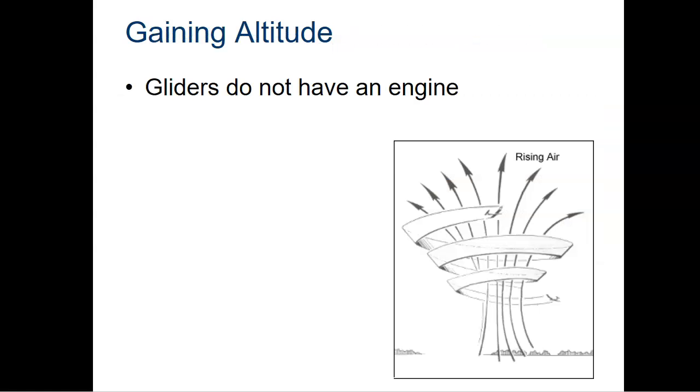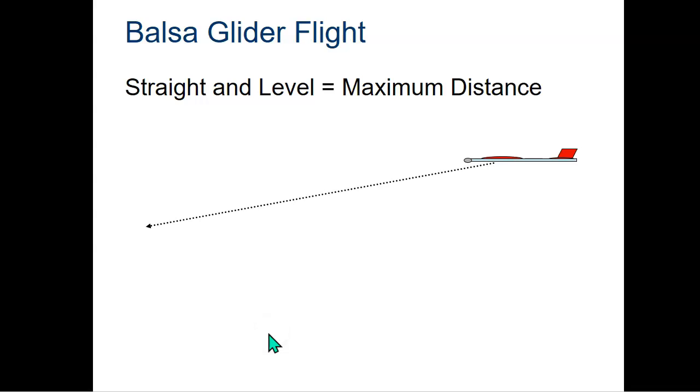So one thing we have to keep in mind is that gliders don't have an engine. They can go out into the wide world and find what are called thermals. This is where patches of warm air are rising. And ideally what they would do is get in that thermal and ride the rising air up to a higher elevation and then glide down from there. Again, we are going to get the maximum distance from a glider if it's flying straight and level.